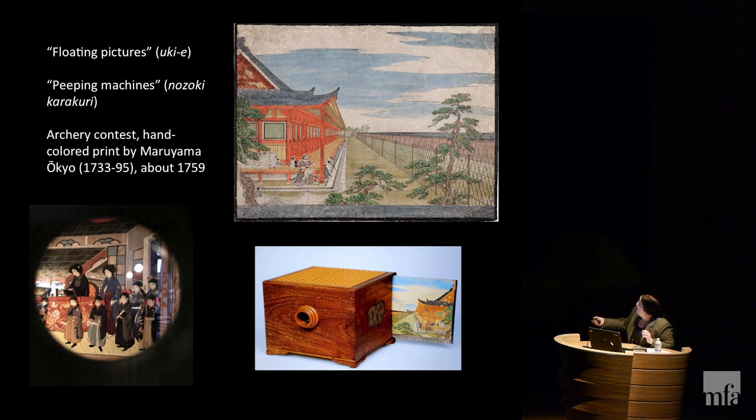So these were called floating pictures because when you looked through the lens, this is a modern mock-up, you'd see something like that. It was as if there was another little world in there. Japanese really liked these things, but they didn't take it very seriously. It was just kind of a fun toy.